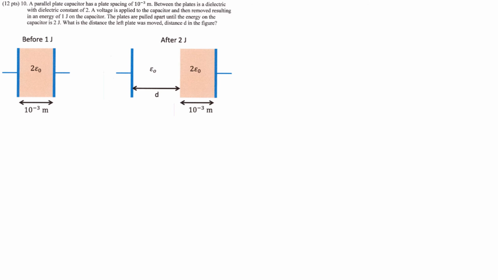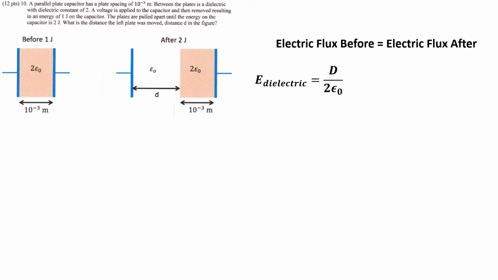We know that since the voltage is applied and then removed, the amount of free charge stays the same in the before and after capacitors. Since the electric flux densities must be the same everywhere, we then know that the electric field intensities must be different in the dielectric and in the gap. The electric field intensity in the dielectric must be the electric flux density D divided by the permittivity of the dielectric, 2 epsilon naught, and the electric field intensity for the gap is the same electric flux density D divided by the permittivity of free space, epsilon naught.